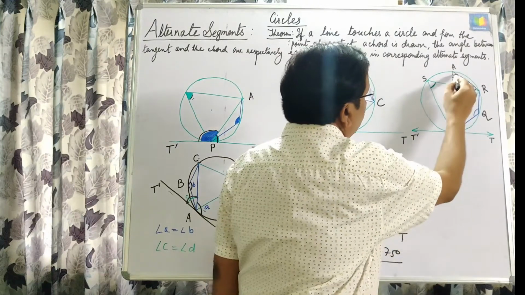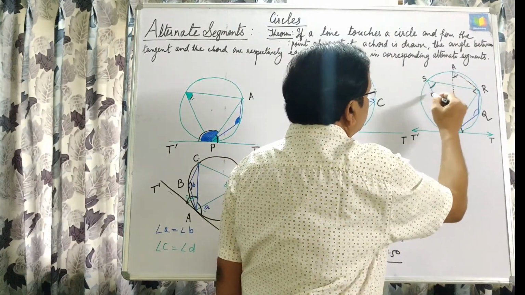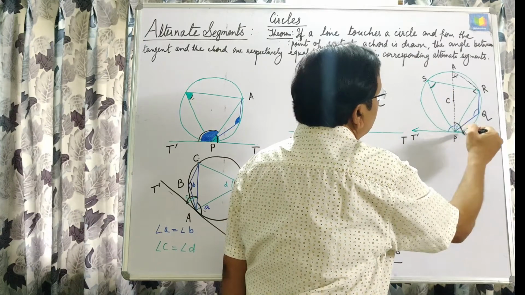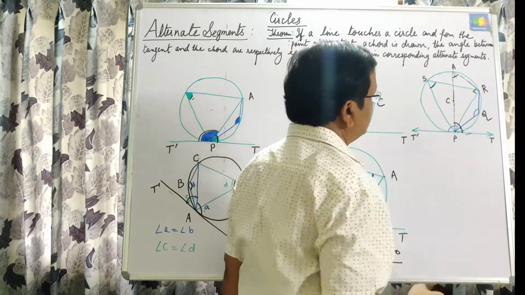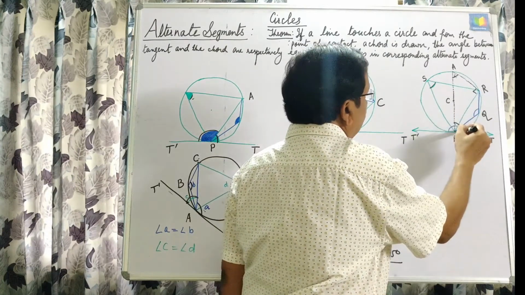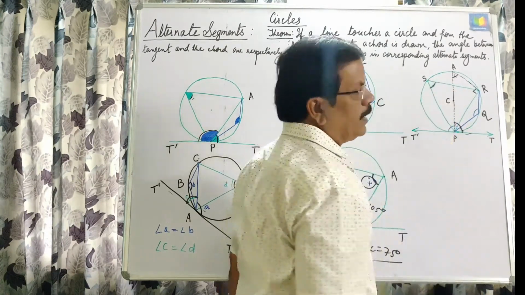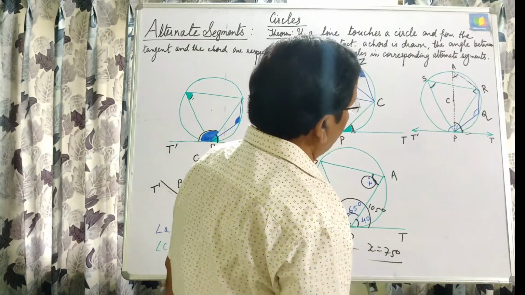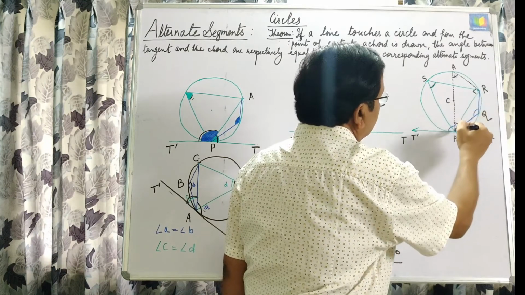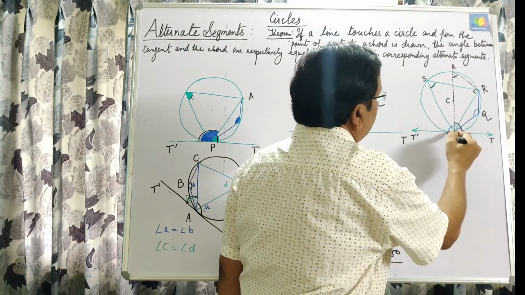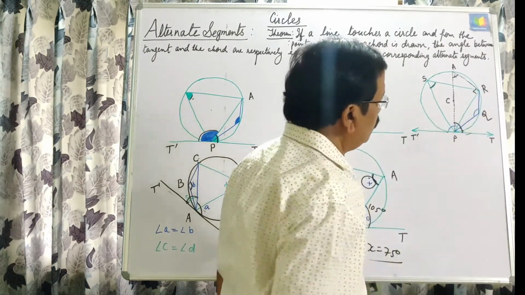But these two angles are equal because of angles in the same segment. If we take this as an arc, then angles in the same segment are equal, and that is why this angle is equal to this angle. And the other way, you can prove here that if this is the chord, then this angle will be equal to this angle. How can you prove?